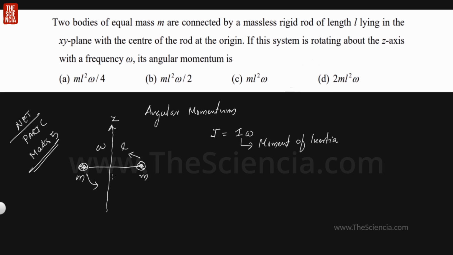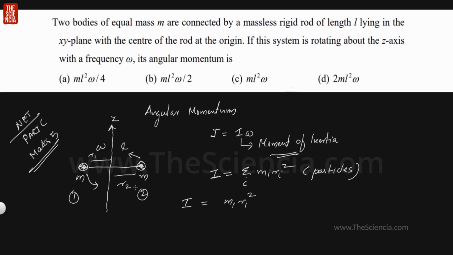Okay, so we know J is equal to I omega. Then what is moment of inertia I? We know I is equal to summation over i of m_i r_i square. This is the first definition I told you, for a discrete system or particle system. So this is first particle and this is second particle. So I is equal to summation over i of m_i r_i square, that is m1 r1 square plus m2 r2 square, where r1 is this radius and r2 is this radius.